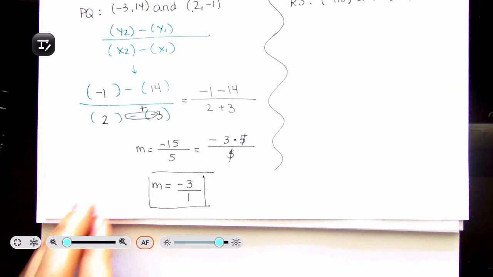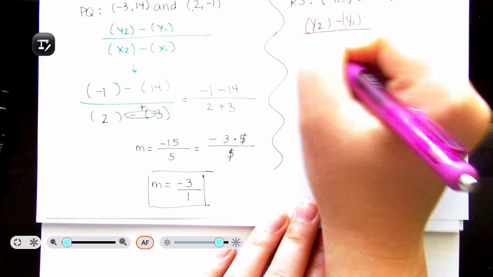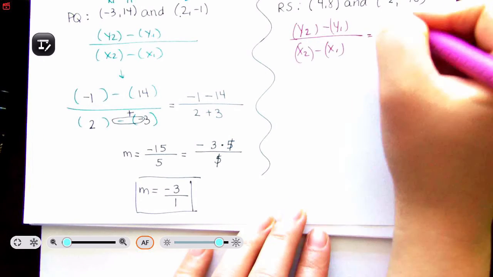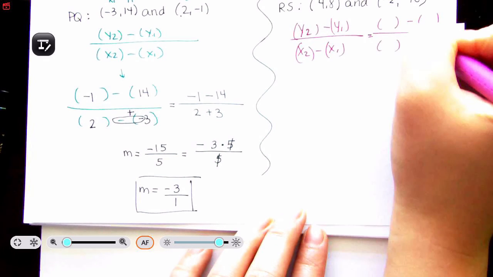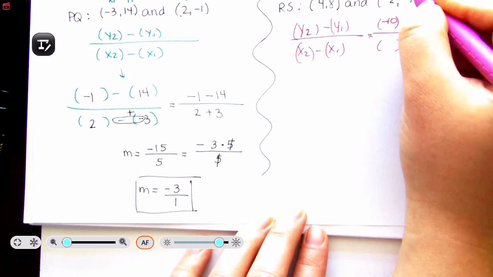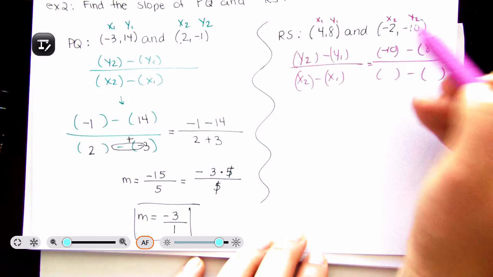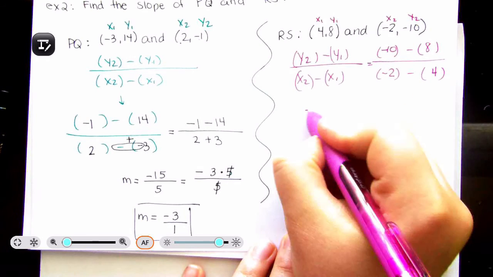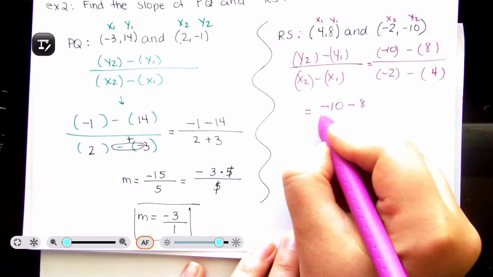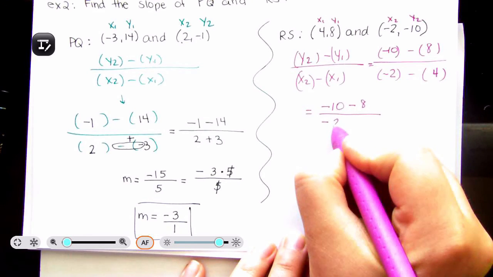We're going to do exactly the same thing for our second slope. Make sure you leave some space. What is y2? Y2 is negative 10. Y1 is 8. X2 is negative 2. X1 is 4. Is there anything that I can circle? No, there is not. So I have negative 10 minus 8, and I have negative 2 minus 4.